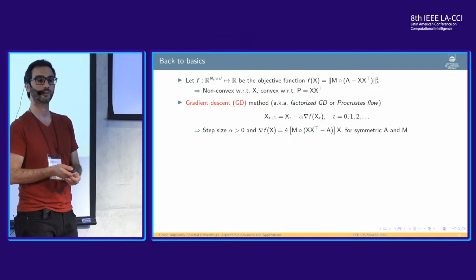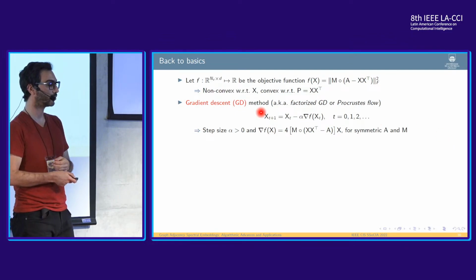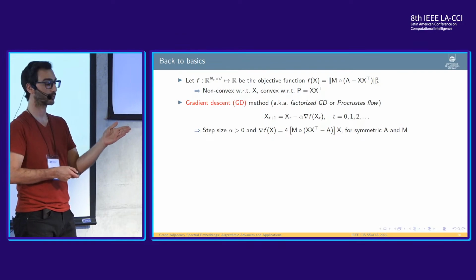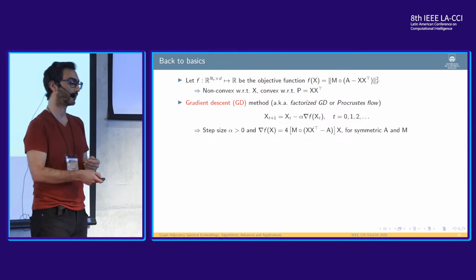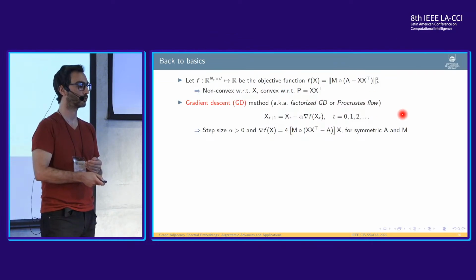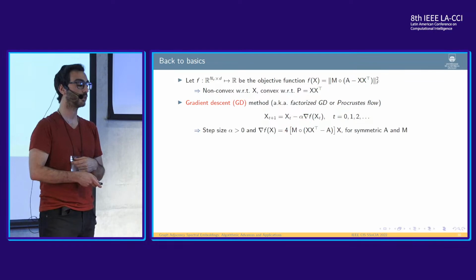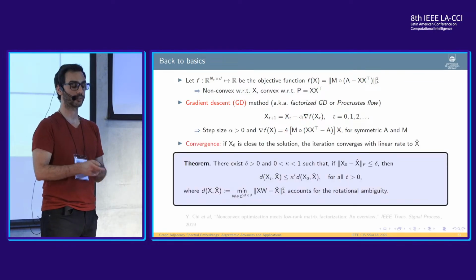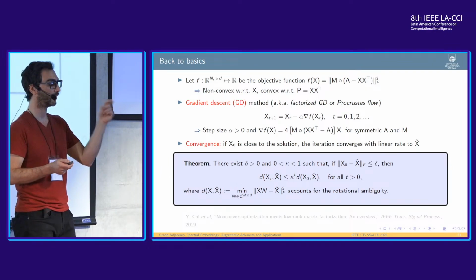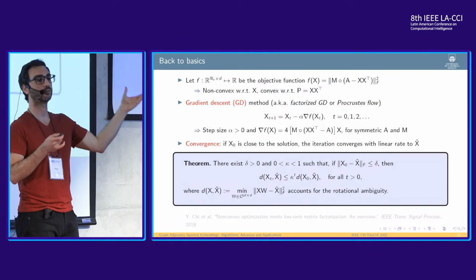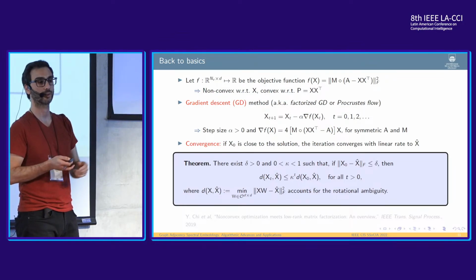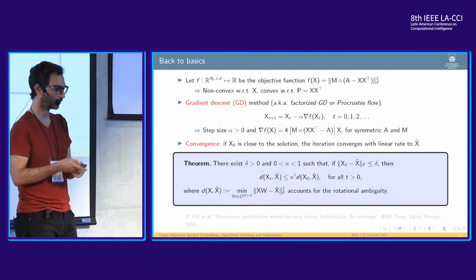It's just take gradient descent. Of course, this is a non-convex function, but it's convex with respect to X X transpose, with respect to P. This is called factorized gradient descent, or the Procrustes flow. The gradient of this function is, of course, very easy to compute, and it's this that is here. And also there is a theorem that says that this is non-convex, but if the initial point is close enough to the solution, then we have linear rate convergence to the global optimum, which is very nice. So we can do cheap, classical gradient descent methods to compute the embeddings.